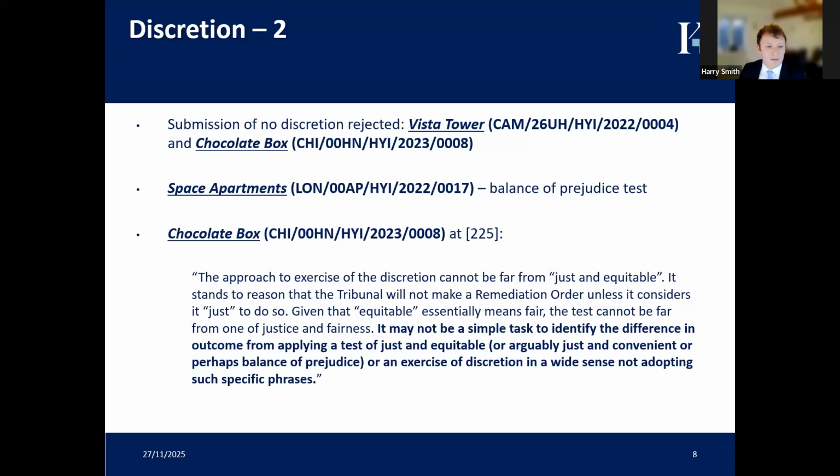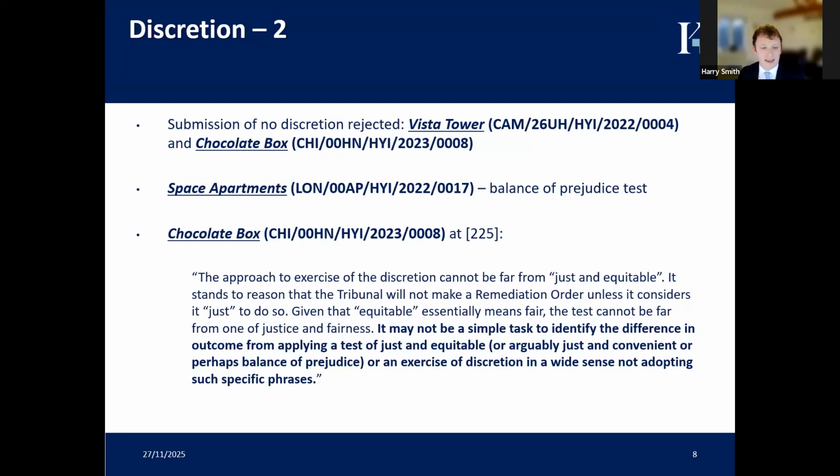What has always been much less clear is the test which is to be applied by the tribunal in exercising its discretion. As we've seen, the legislation does not provide any express criteria, and different tribunal judges have proposed different formulations. In the Space Apartments case on the slide, the tribunal applied a balance of prejudice test and concluded that not making a remediation order would cause greater prejudice to the applicants than making a remediation order would cause to the respondent.